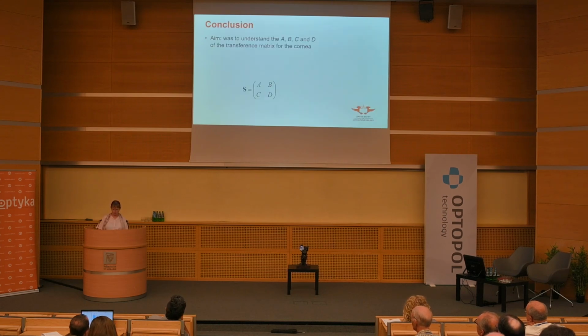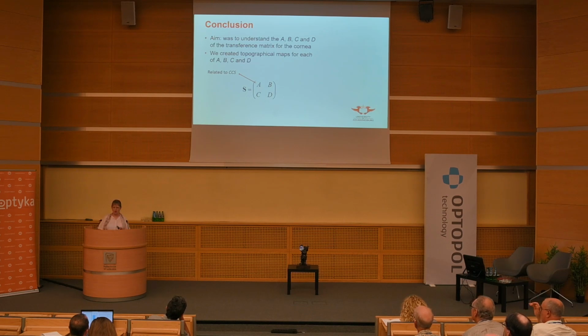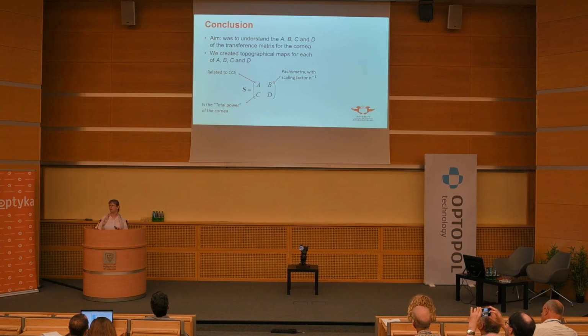So in conclusion, we set out to really understand what ABCD is, as opposed to some new way of defining or determining keratoconus. What we found may be coincidental. We need to investigate that a little bit. And the topographical maps: position A, or dilation, is related to CCS, B is related to pachymetry with a refractive index scale, C will be the negative of the total power, and D is related to SSC.